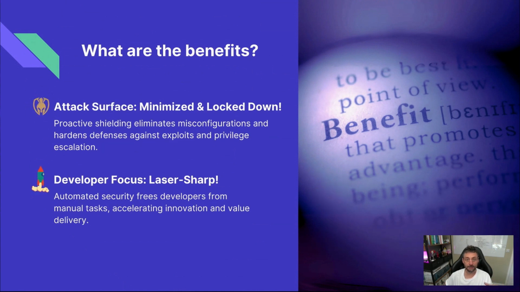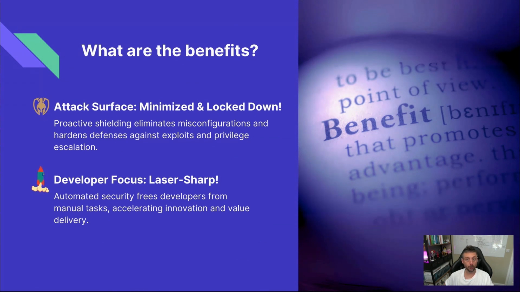Then, attack surface minimized and locked down. Think of IBAC as a security shield that actively protects your applications. It goes beyond just preventing misconfigurations. It continuously scans for potential vulnerabilities and automatically applies the right policies to lock things down. This significantly reduces your attack surface, making it much harder for attackers to find a way in. And if a system does get compromised, IBAC limits the damage by preventing that infection from spreading. It stops attackers from moving laterally within your environment, keeping them contained and minimizing the overall impact.